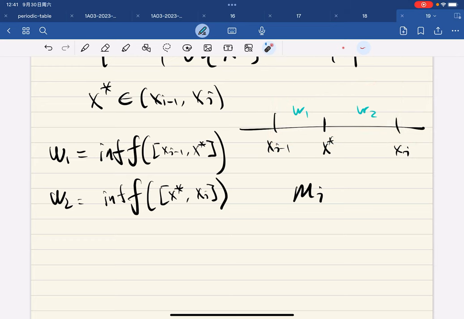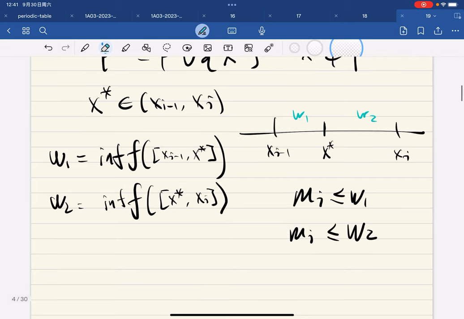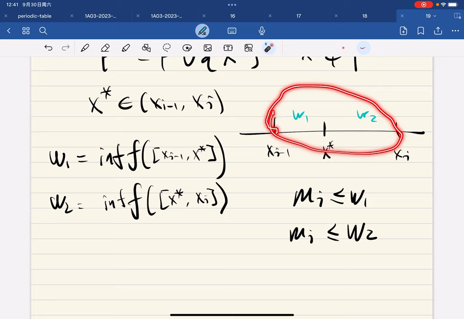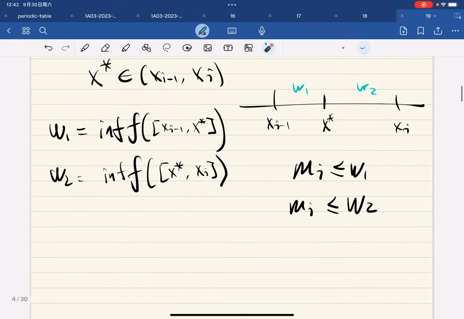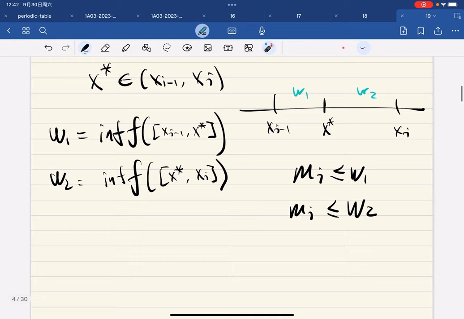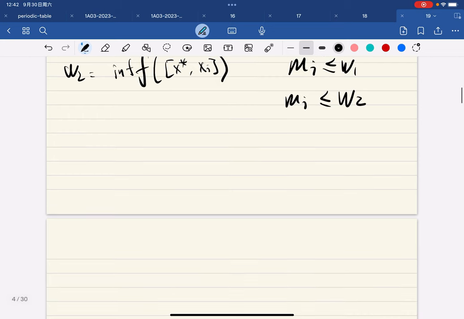Well, this means that m i is less than or equal to w1 and less than or equal to w2, right? You can prove it, it's simple, because m i is the greatest lower bound of the whole interval. So m i is a lower bound of these smaller intervals, which means that it is less than or equal to the greatest lower bound in this interval, which is w1, right? So, yeah.